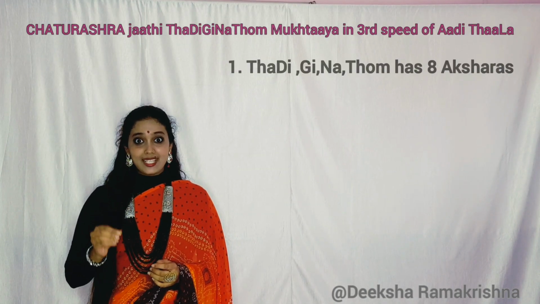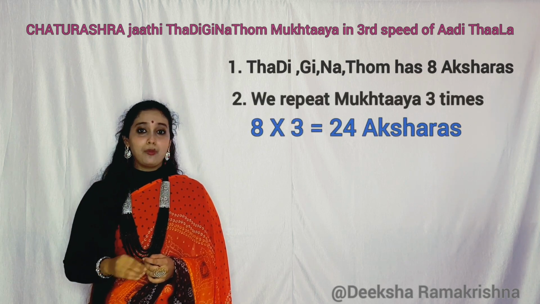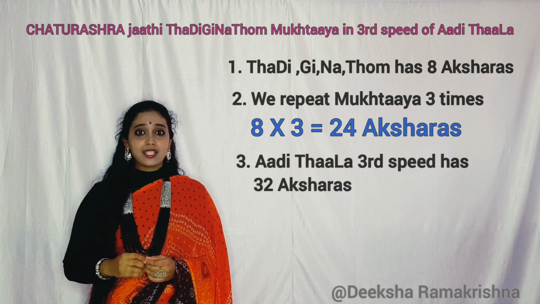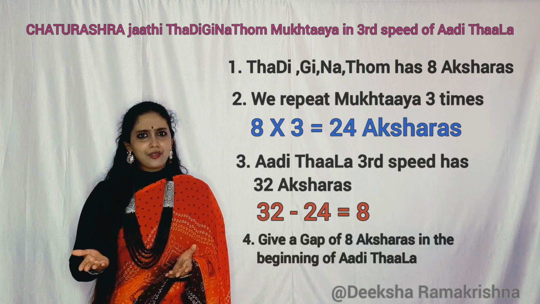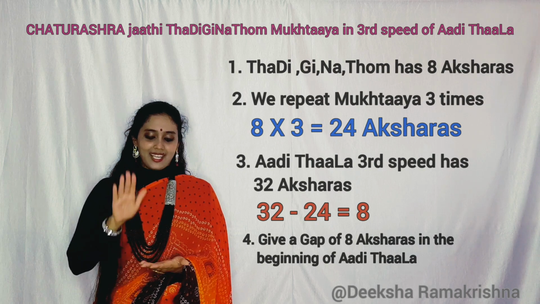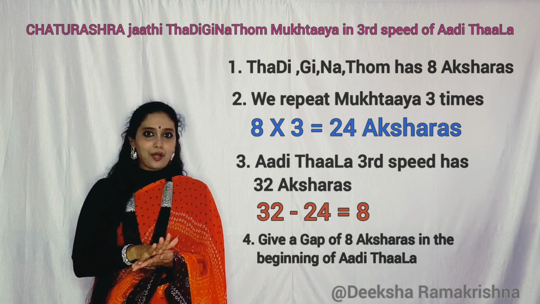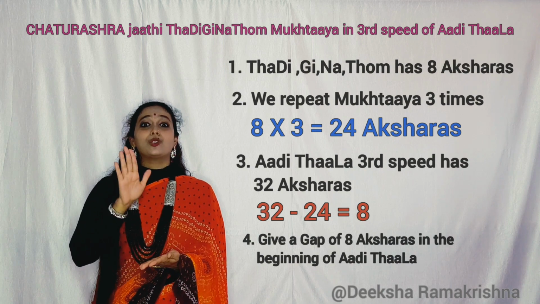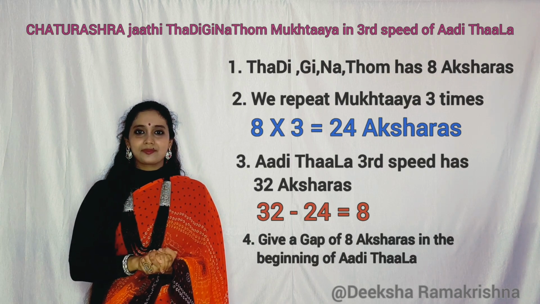Thadiginathom in Chaturasha Jaathi is Thadiginathom. So it is 8 into 3 times will become 24 aksharas. So Aadi ThaaLa third speed 32. So we have to minus, that is 32 minus 24 will give us 8 counts. So 8 counts of gap in the beginning of the tala. That is takadhimi takajanu, right? Only takadhimi takajanu we can give, which is 8 counts already. So takadhimi takajanu, Thadiginathom, Thadiginathom, Thadiginathom, tam.